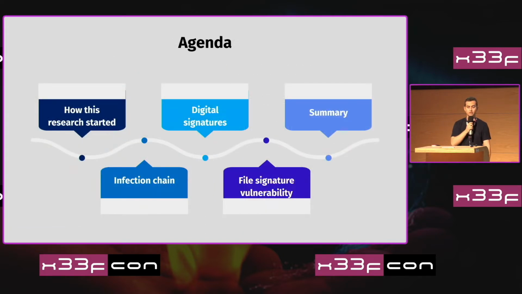This is our agenda for the talk. At first, I'll explain how this research started, why we got into this. Next, we'll talk about the infection chain. This all started with a specific campaign that we found. So we'll go through each of the steps that the threat actor took. I'll explain what digital signatures are and why they're important, specifically again for PE files. We'll talk about the file signature vulnerability that was used in this case, which is very easy to exploit, and I'll show you how to do that. And at last, we'll summarize and I'll give my conclusions.